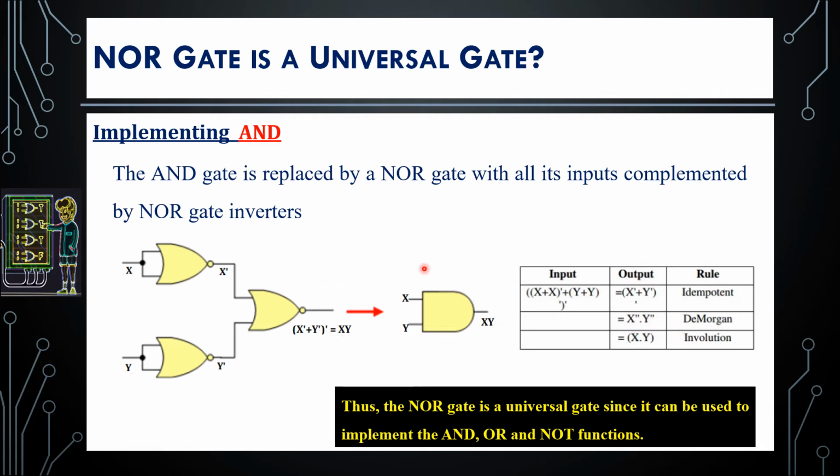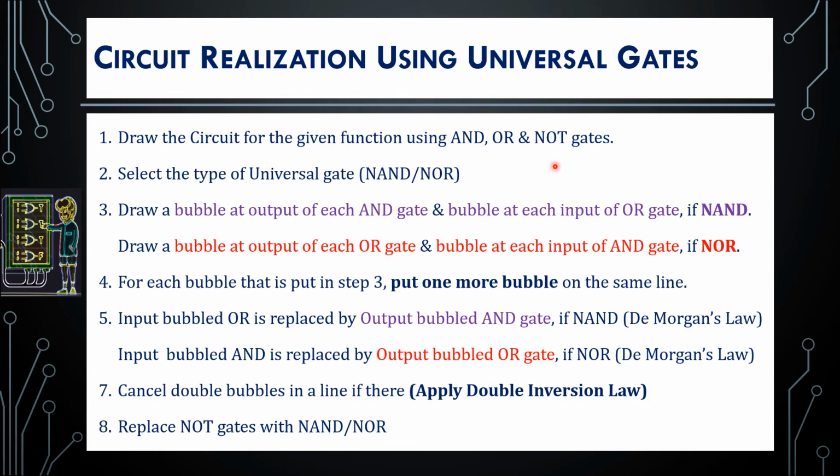So we can implement this AND gate using the NOR gates with all its inputs complemented using NOR gate inverters. Thus the NOR gate is a universal gate because it can implement the AND, OR and NOT functions. Now we know that NAND and NOR are universal gates, and using these gates we can implement any other logic gates.